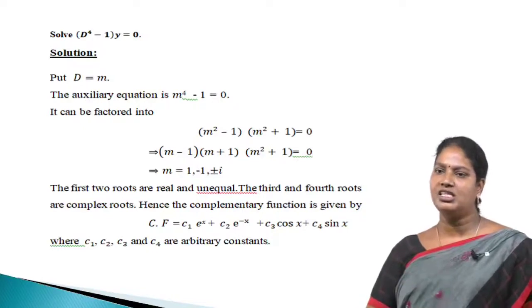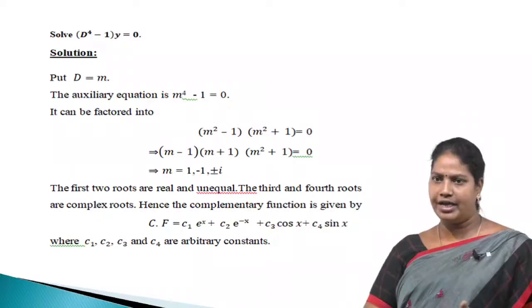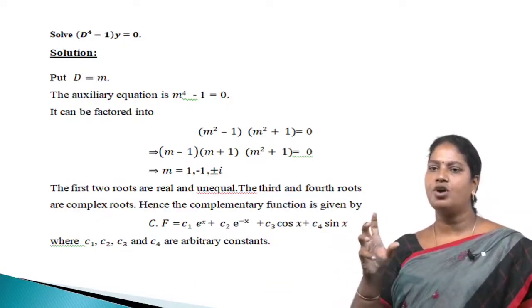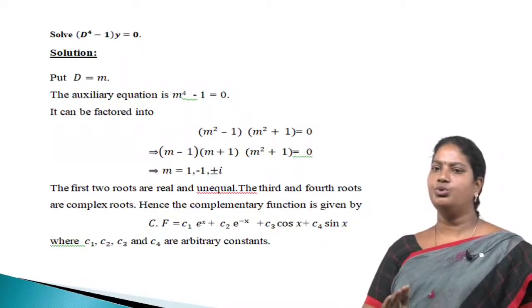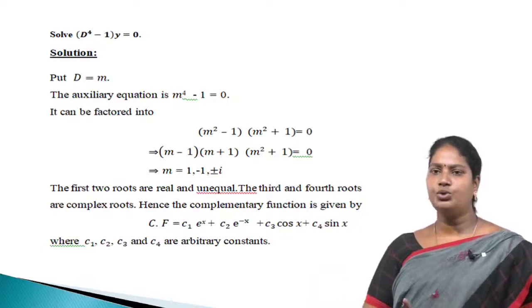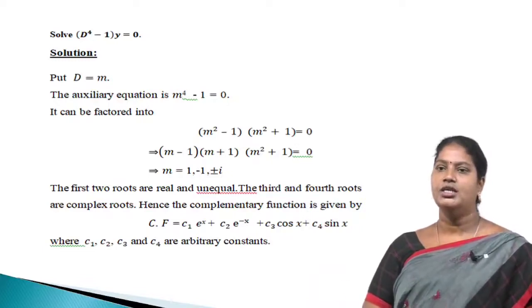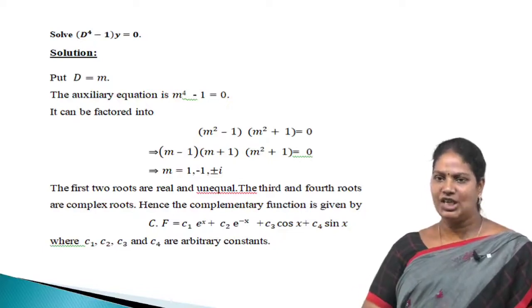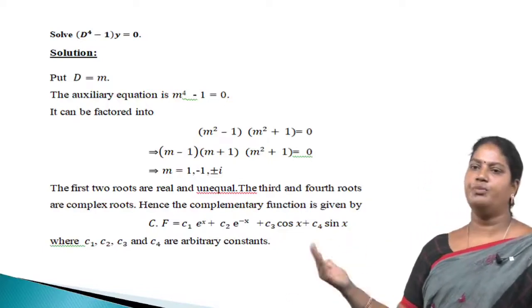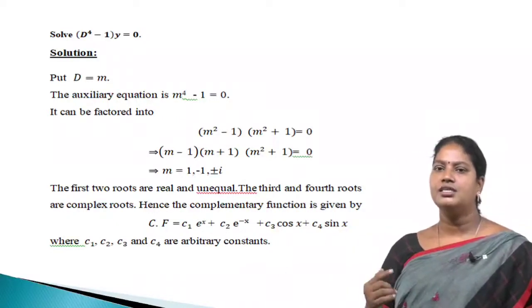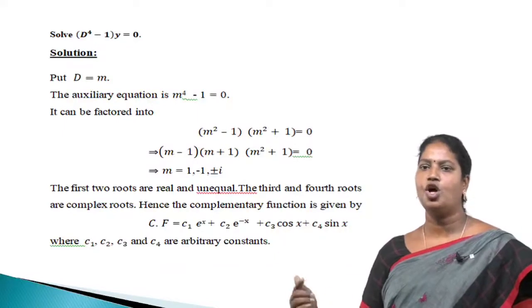So according to the fundamental theorem of algebra, this equation should have 4 roots: 1, minus 1, i, minus i. Complex roots we should always consider as a pair of conjugates. So the first 2 roots are real and the next 2 roots are complex. And the first 2 roots are real and unequal. So the complementary function will be like this. CF is equal to C1 into e power x plus C2 into e power minus x plus C3 into cos x plus C4 into sin x, where C1, C2, C3 and C4 are arbitrary constants.